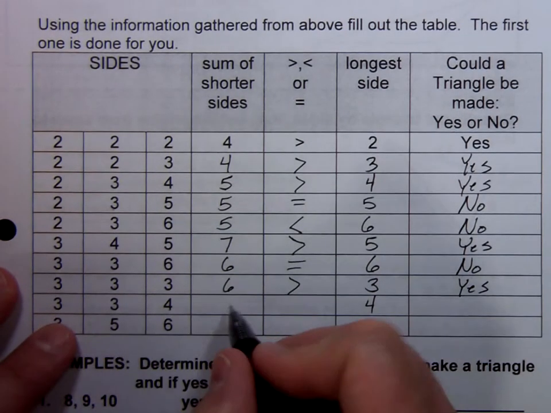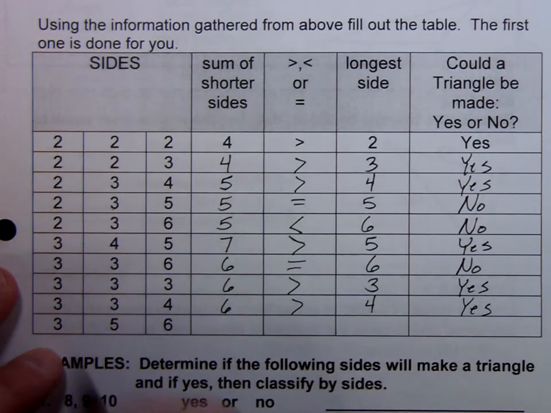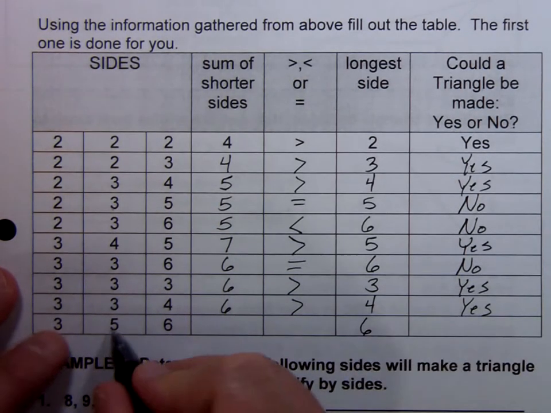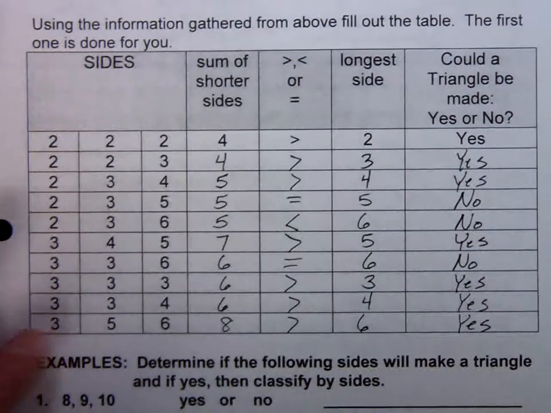4 is the longest side. 3 and 3 is 6. 6 is greater than 4. Yes, we can make a triangle out of that. 6 is the longest side. 3 and 5 is 8. 8 is greater than 6. Yes, we can make a triangle out of that.